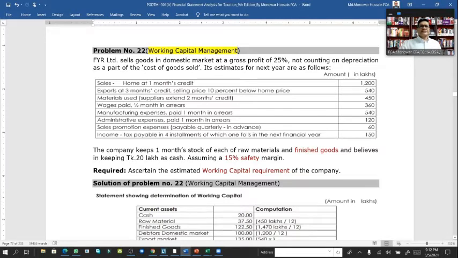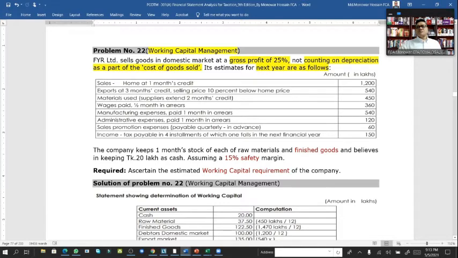Here is an example of working capital management. A company's gross profit is 25%, not considering depreciation in the cost of goods sold. For next year the following figures are given. Sales are 1,200 lakh within the home country, where 1 month credit is allowed. On the export side, 3 months credit is allowed, and sales are 540 lakh.